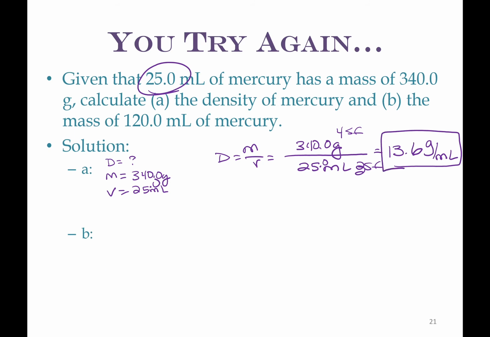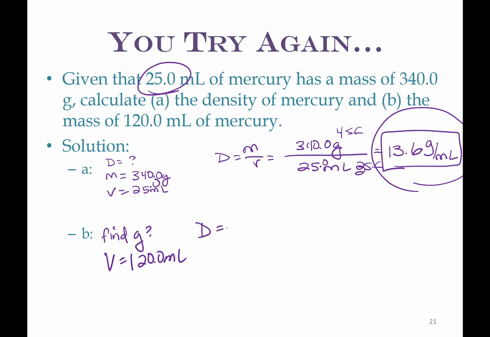Part B says the mass of the solution is 120 milliliters of mercury. Excuse me. It says find the mass. So find the grams of 120 milliliters of mercury. So we're going to have to get some other information, and the information we're going to need is right here. This is the density of our mercury.